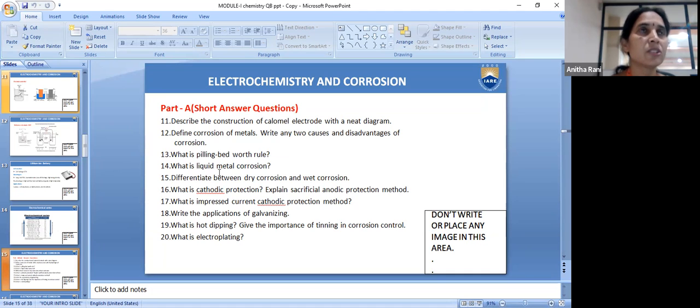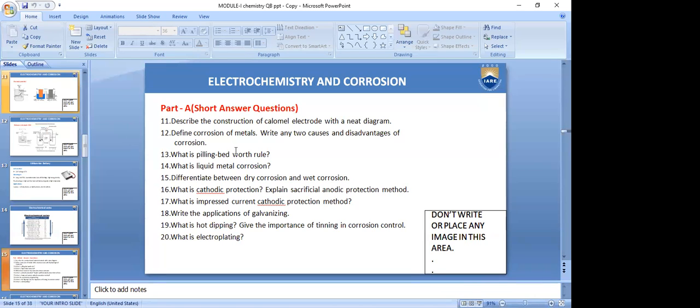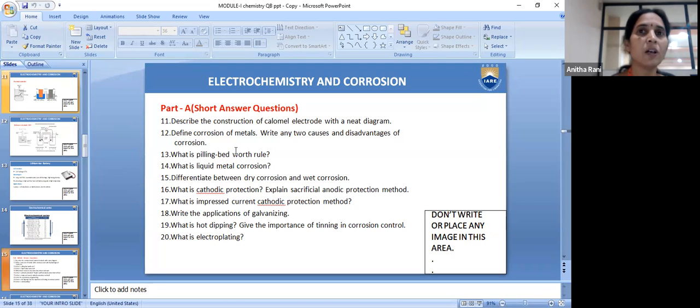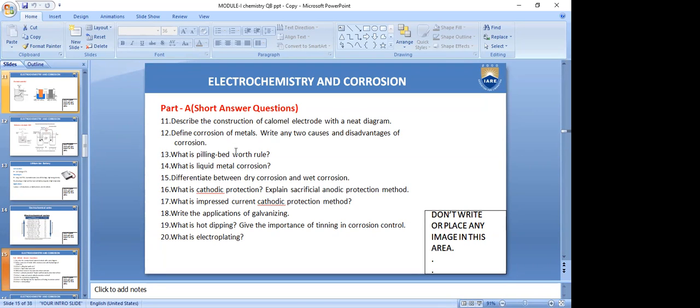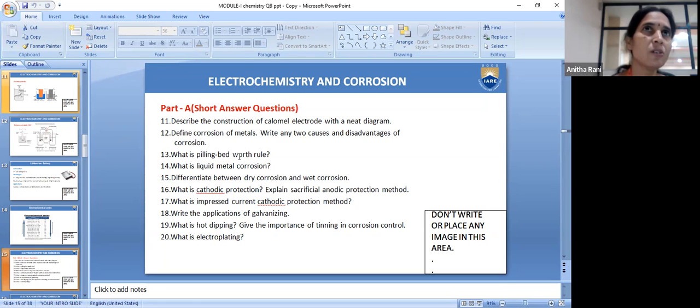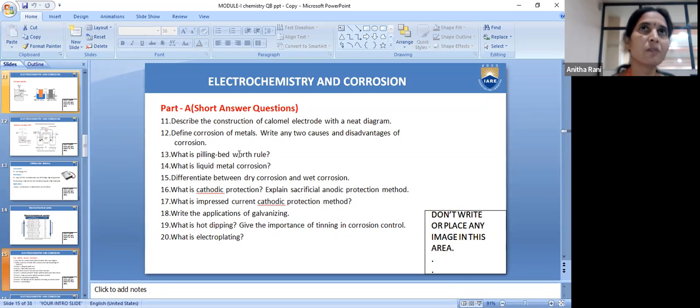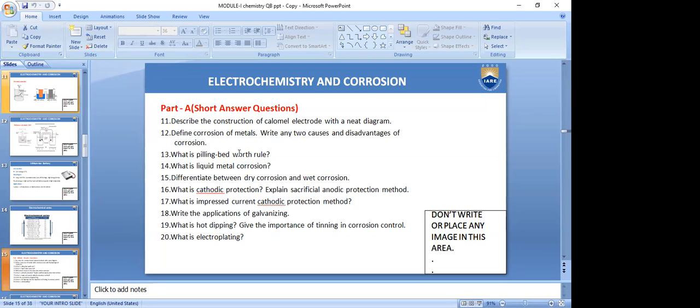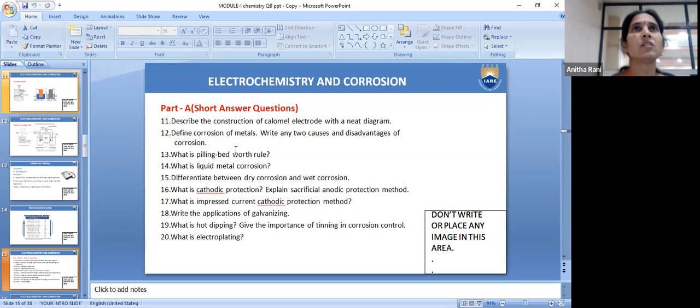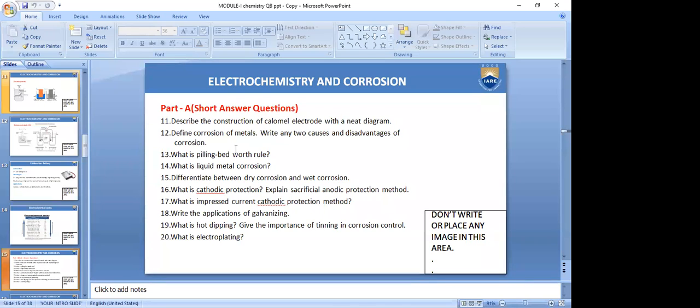Here I gave the specific volume ratio with three examples: nickel 1.6, chromium 2, tungsten 3.6. Tungsten has the highest specific volume ratio. The higher the specific volume ratio, the lower the corrosion, so it is inversely proportional. If the specific volume ratio is less, more corrosion will be there.